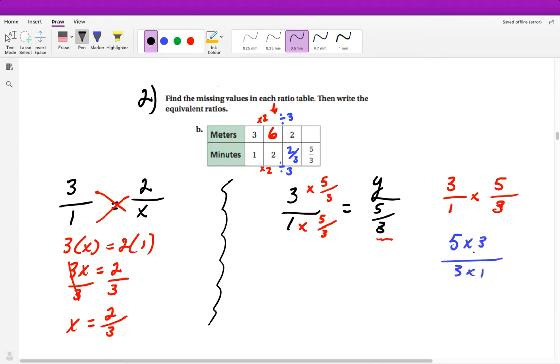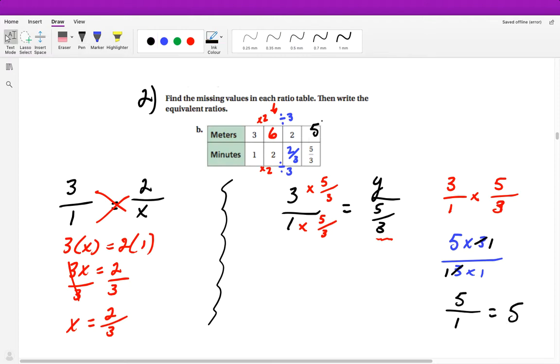And now anytime that we have the same number in our numerator and denominator, we know that they can reduce. So 3 goes into 3 once, 3 goes into 3 once. So now I'm left with 5 times 1, which is 5, and 1 times 1, which is 1, or 5 over 1 reduces to just 5.